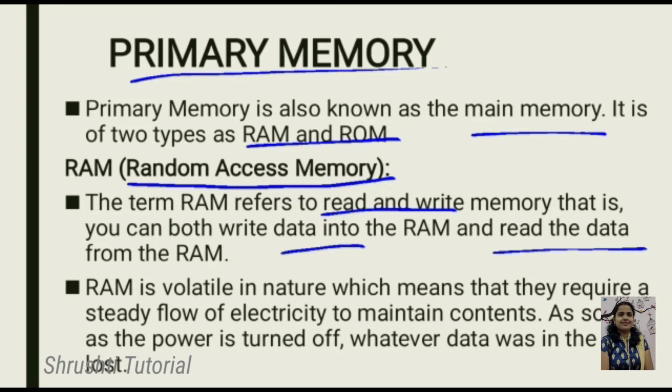Then RAM is volatile in nature. What do you mean by volatile? That means it requires a steady flow of electricity to maintain the contents. As soon as the power is turned off, whatever data was inside the RAM will be lost. So why do we call this volatile memory? RAM is known as a volatile memory because if the power is gone, whatever we have written inside the RAM will be erased or lost. So that's why we call RAM a volatile memory, or RAM is volatile in nature.